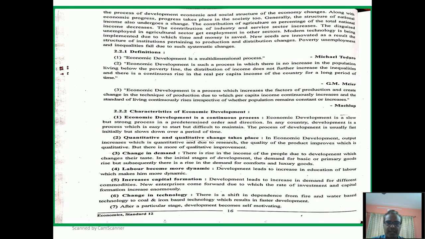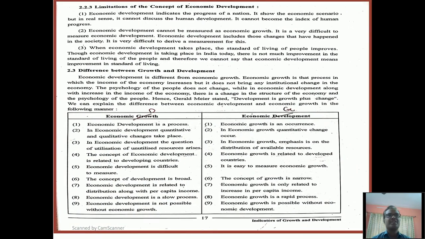Changes in the technology. There is a shift in dependence. So many old stages are going to break. So many technologies are emerging. Farmers are not going to farm with the traditional method; they are introducing some new techniques also. In the same way, the service sector and the industrial sector get many changes in technology. After a particular stage, development becomes self-moving. Now these are the 7 points for the development of the economy.